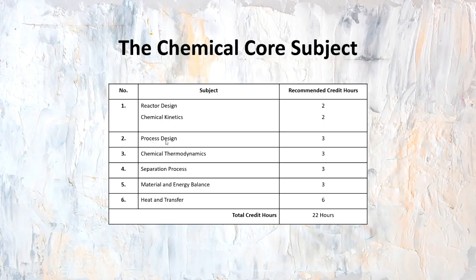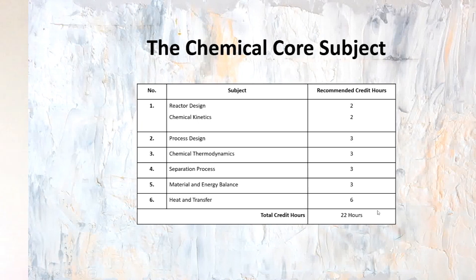Secondly, process design with 3 credit hours recommended. Thirdly, chemical thermodynamics with 3 credit hours recommended. Fourthly, separation process with 3 credit hours recommended. Fifth, materials and energy balance with 3 credit hours recommended. And lastly, heat and mass transfer with 6 credit hours recommended. All these recommended credit hours must give a total of 22 hours.